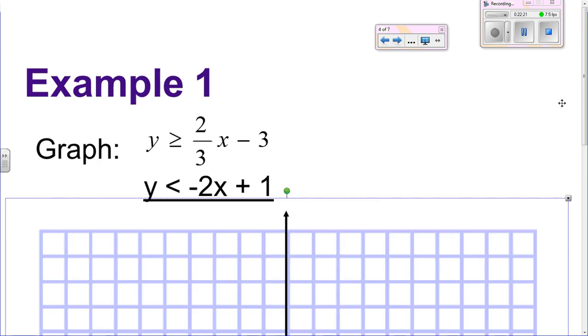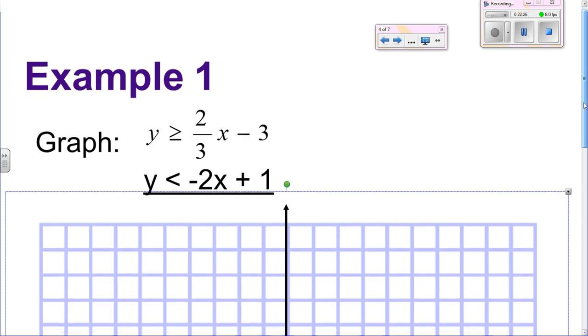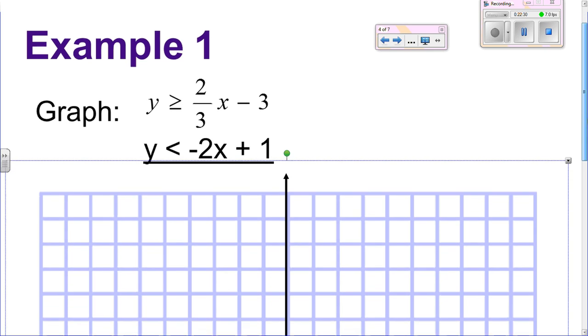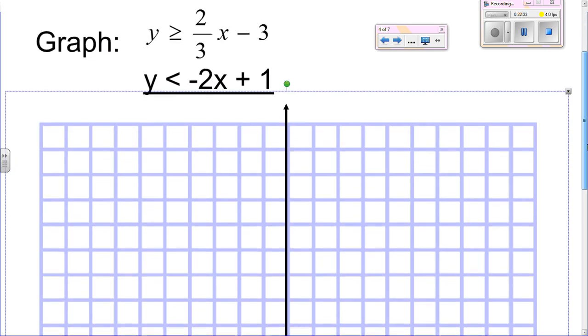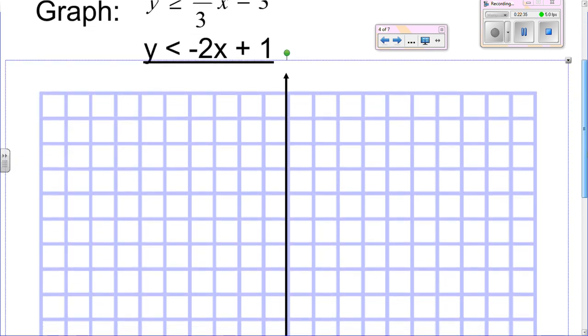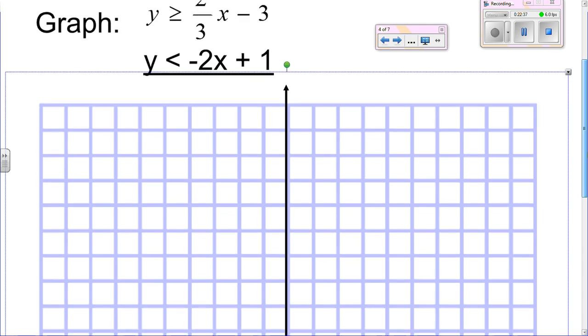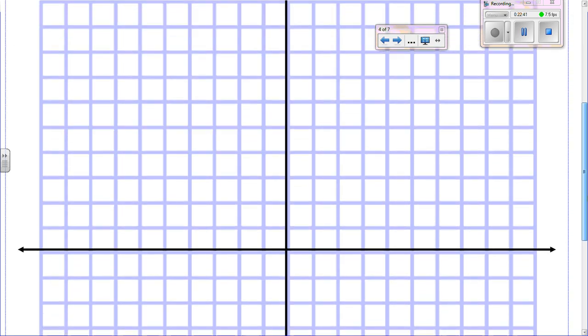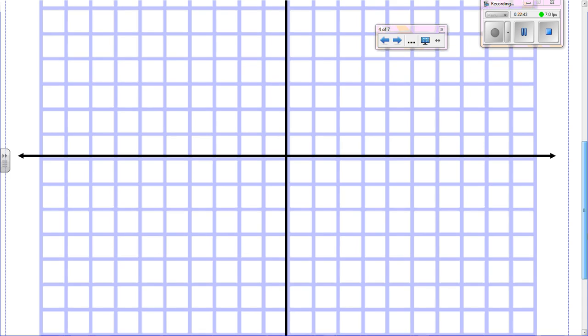Okay, example 1, we are going to graph y is greater than or equal to 2/3 x minus 3, and y is less than negative 2x plus 1. So you should know how to graph both these lines. That's the important part. Now you're just combining it. So 2/3 x minus 3, and it's greater than or equal to.